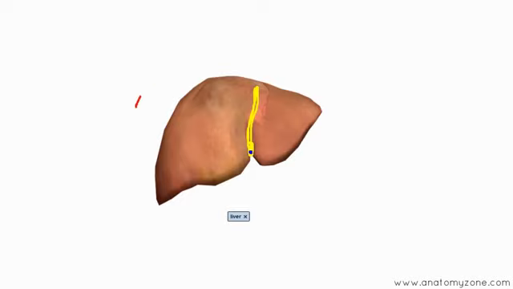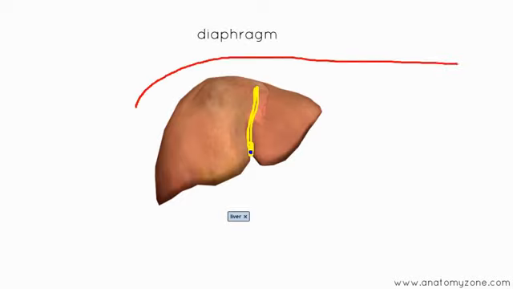So remember, above the liver you've got the diaphragm. So I'm drawing the diaphragm on here. This is the diaphragm in red. And reflecting off the diaphragm you've got folds of peritoneum. So these folds of peritoneum reflect off the inferior surface of the diaphragm and attach onto the liver. So you've got these reflections from the inferior surface of the diaphragm which reflect onto the liver.